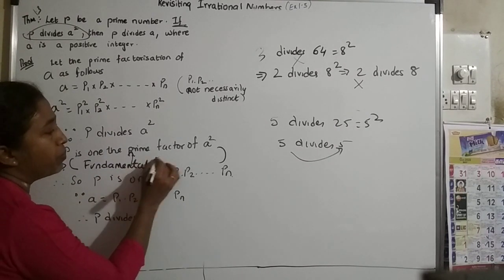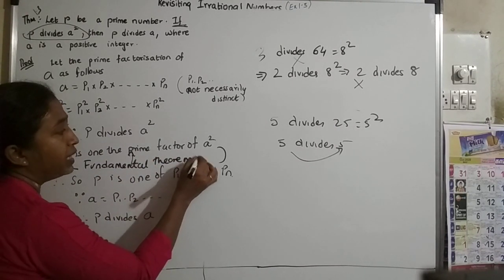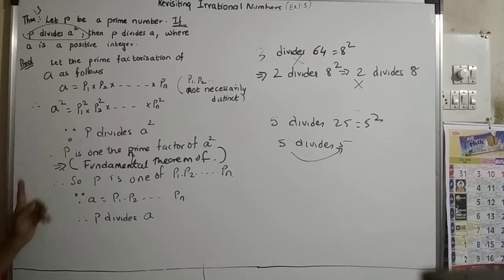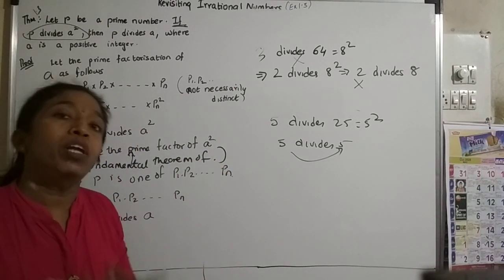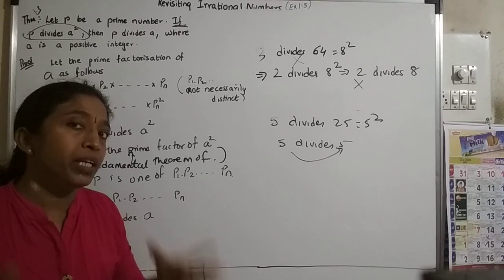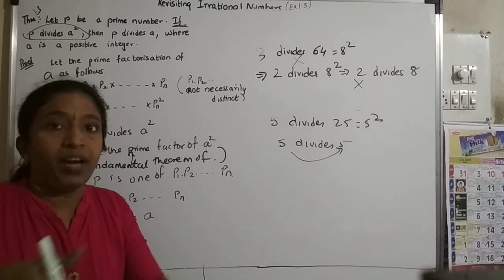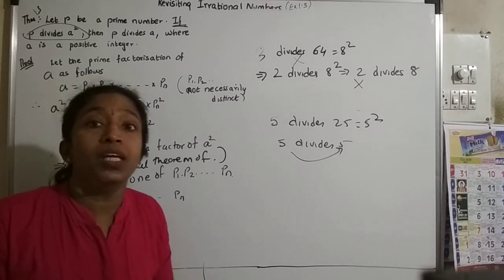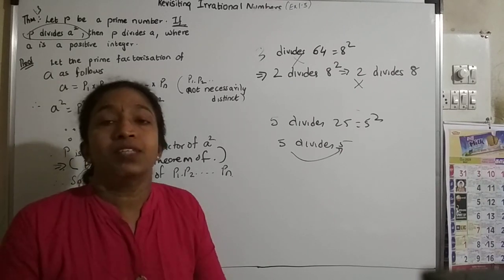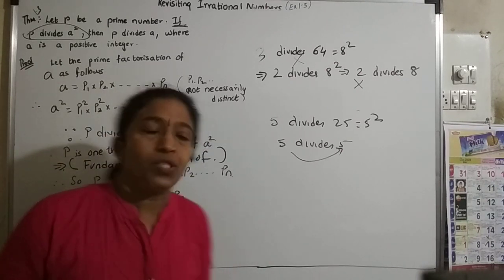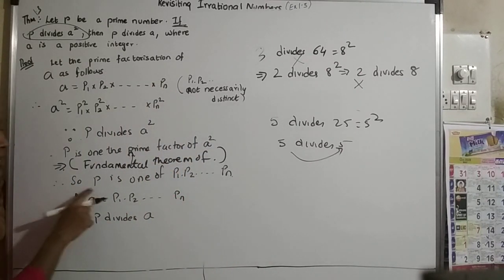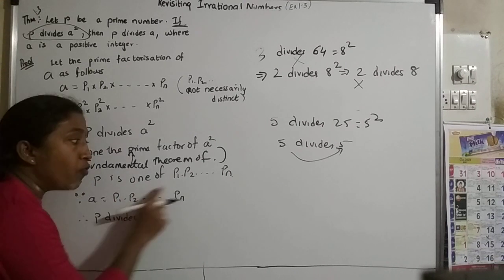From this theorem, I am very confident that yes, p is one of the prime factors of a square. What does the fundamental theorem of arithmetic say? That if one number divides, it has to be a unique factor. It is one of the factors of a square. So by the fundamental theorem of arithmetic we can say p is one of the factors.